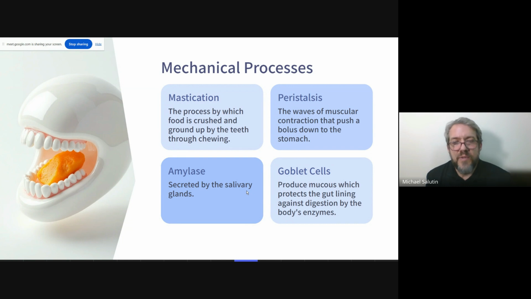Okay. Then we have the enzyme we mentioned earlier, amylase, which is secreted by the salivary glands. Once again, it starts to break down complex carbohydrates into simpler sugars before they're processed further on. And then the goblet cells, which we mentioned already: remember that they produce mucus that protects the gut lining against digestion by the body's enzymes. So just remember that definition is important.